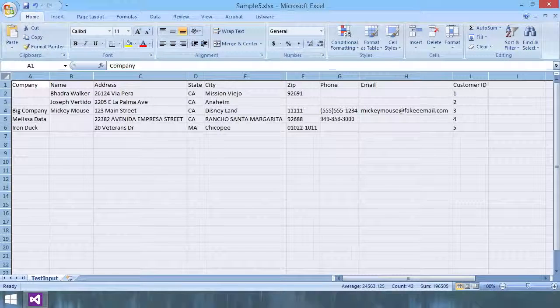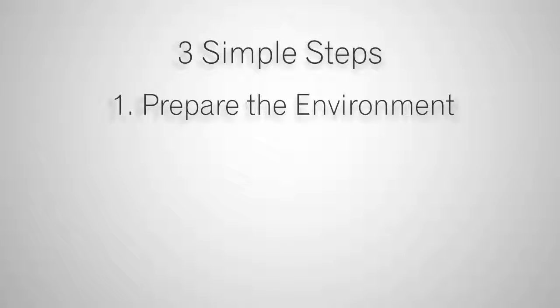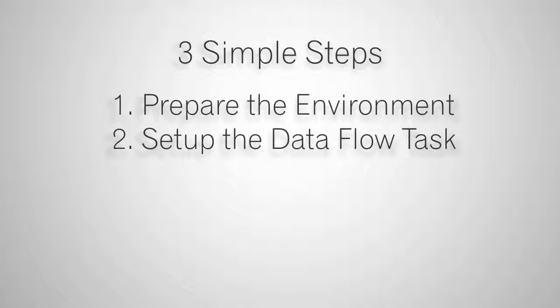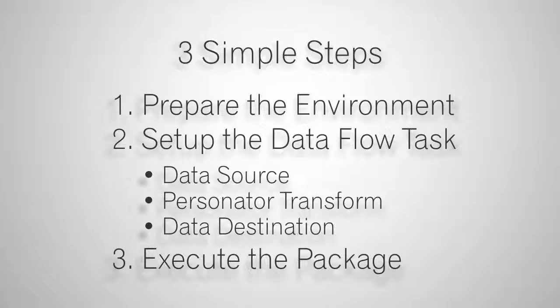Today we will cover a simple data cleansing with Personator for SSIS. First off, we need a file we want to input. The test file I'll use has 5 records. We want to check the quality of our data and append any corrected info. There are 3 simple steps to this. Step 1. Prepare the environment. Step 2. Set up the data flow task, which involves a data source, the MD Personator transform, and a data destination. And Step 3. Execute the package.